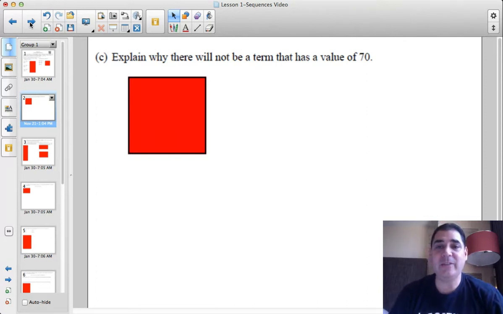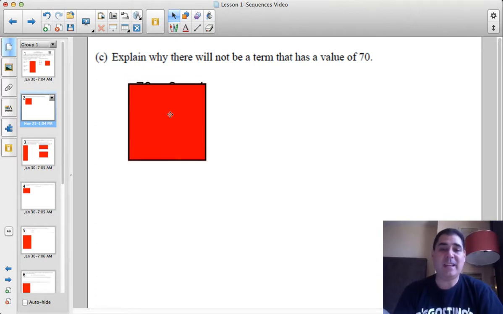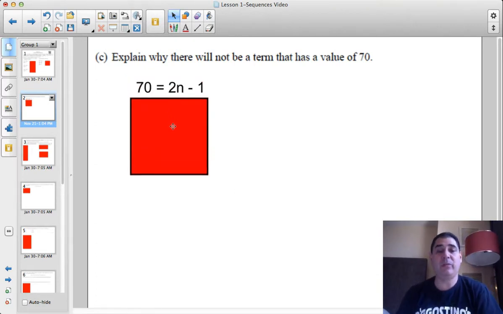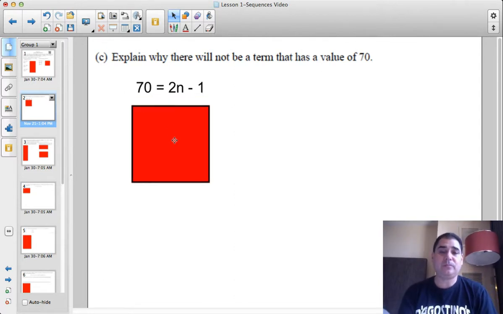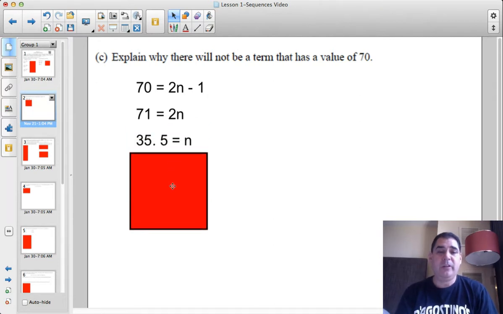So can 70 be part of the sequence? And that is a no. All right, so even if you try to get all the way up to the 70s, you'll actually jump over 70. It'll be 69, 71, 73. Now, if you want to test it out, just like we did with 53, set it equal to 2n minus 1, solve, divide by 2, and you get 35.5.